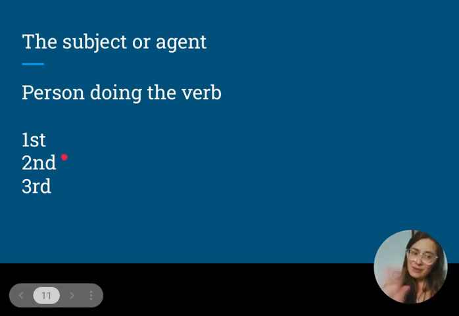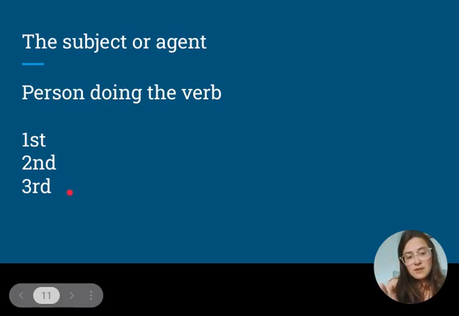Second person is always you. So please forgive me that I've made that mistake. Second person is always you. You cook. You cooked. Third person is he, she, it. He cooked, she cooked, it cooked.